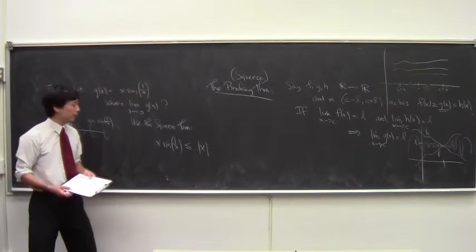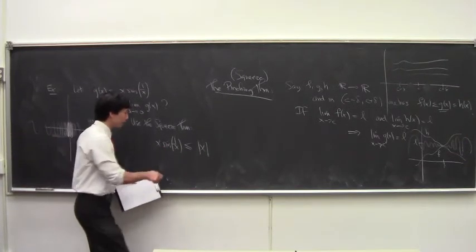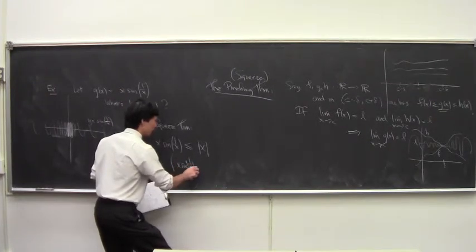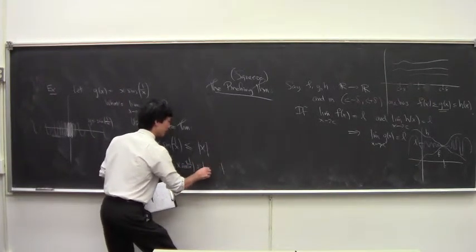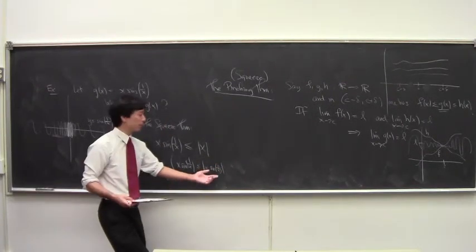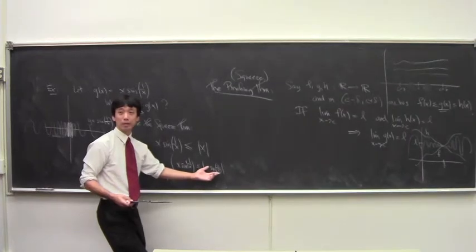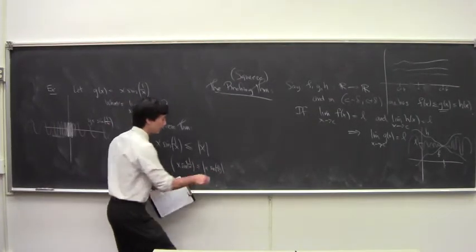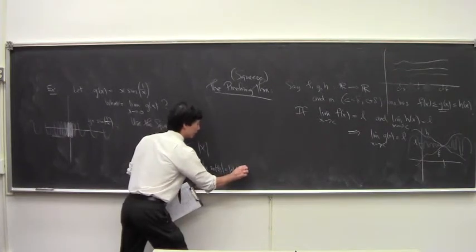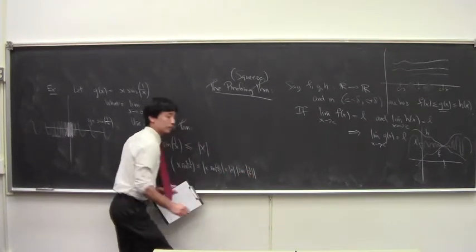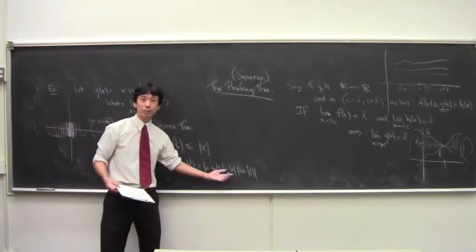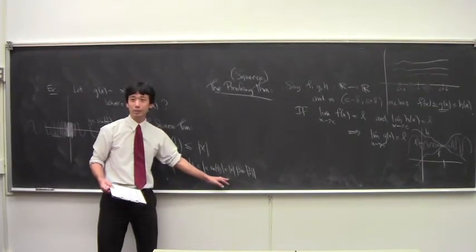Right? And the reason is, I know that this thing is smaller than its absolute value, right? Whenever you take the absolute value of something, it gets bigger. And this thing is the absolute value of x times the absolute value of sine of 1 over x, because the absolute value of a product is the product of the absolute values. That's how the absolute value works.